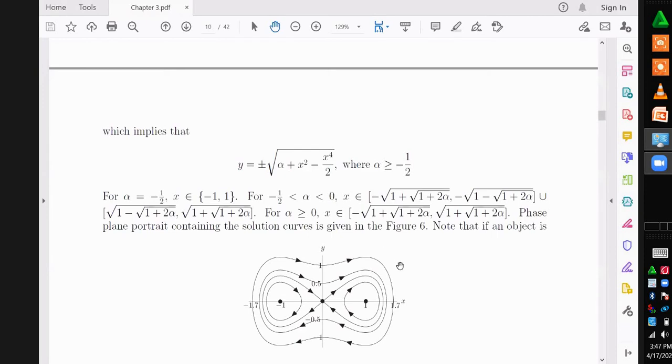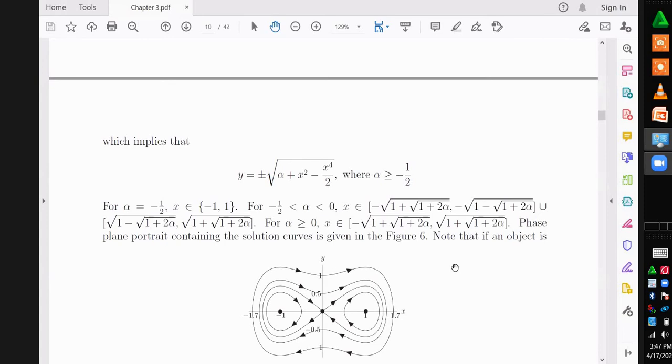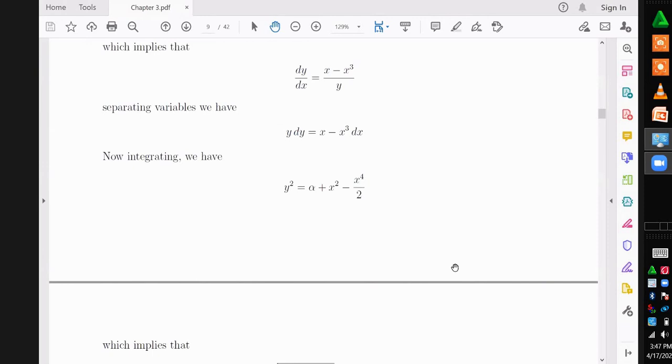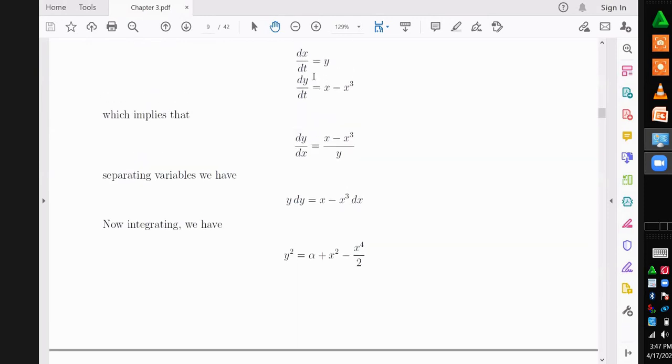And also you can see from this differential equation dx by dt is y. So you can see in the upper half plane, y is greater than 0.